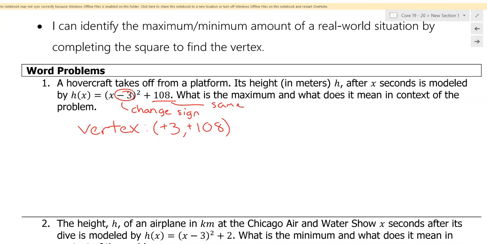So what does it mean? Well, after x seconds, x is my seconds. So after, instead of saying x seconds, I'm going to say 3 seconds. And then this is my h, and that's talking about height. The other word we have to include is this word maximum. After 3 seconds, we're talking about the hovercraft.